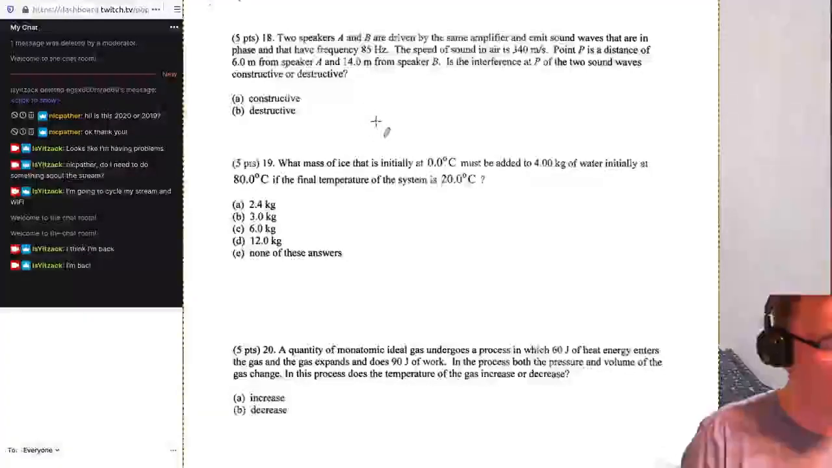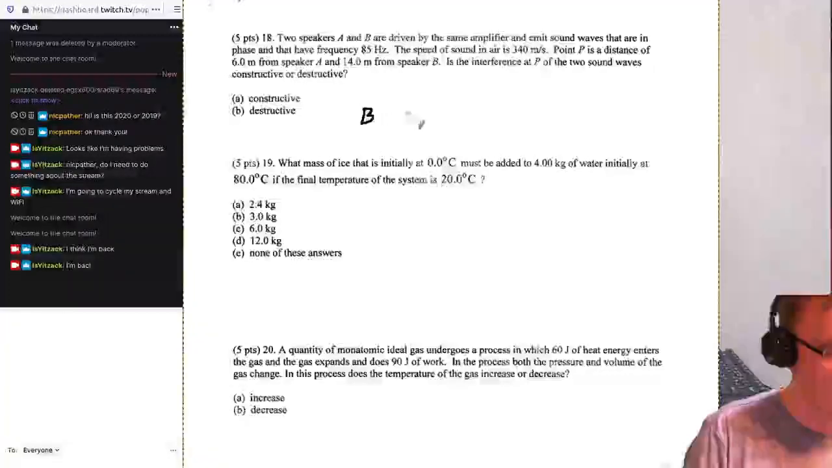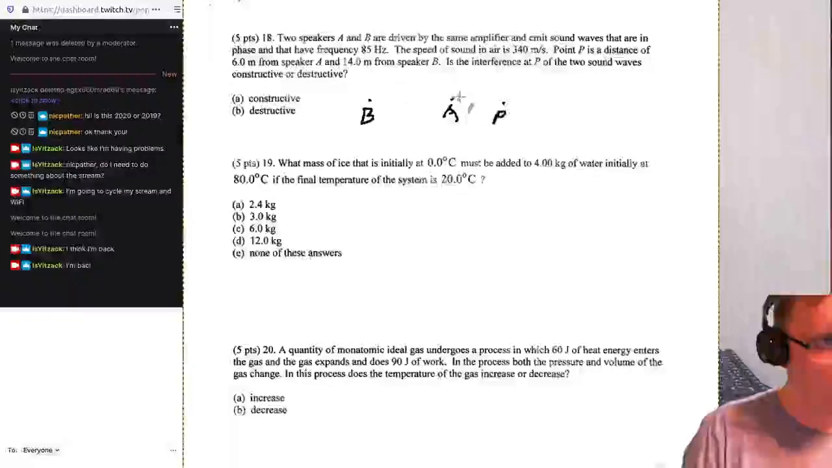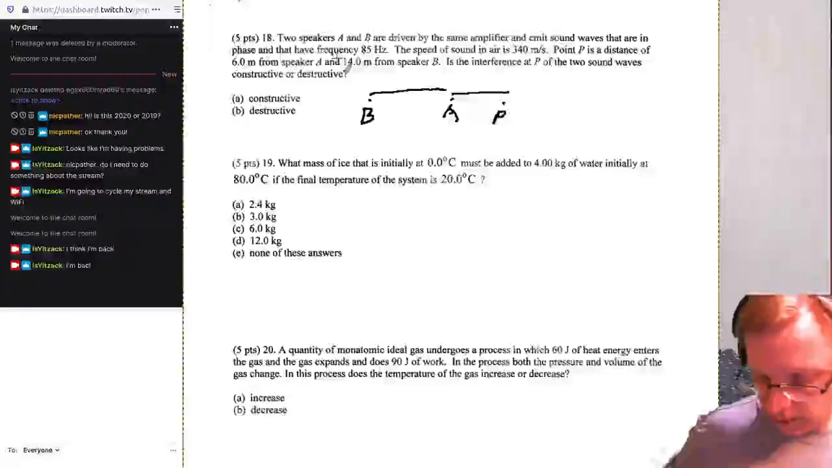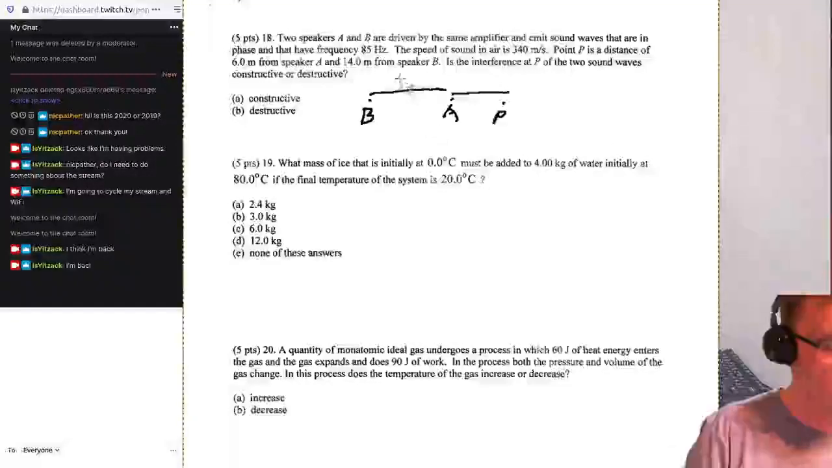So let's see here. We have B here, then we have A here, and then we have P here. We don't care about this interval here; we care about this one. And so that is 14 less 6. 14 less 6 is 8 meters here.